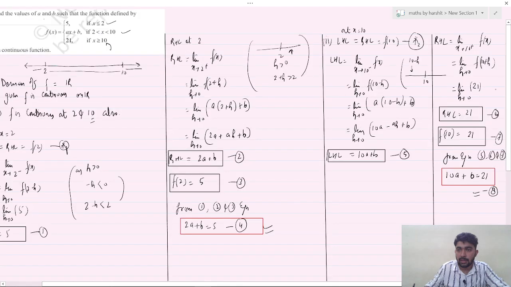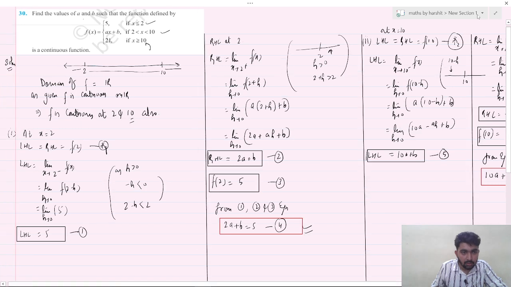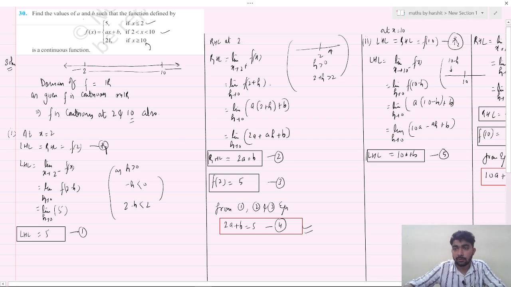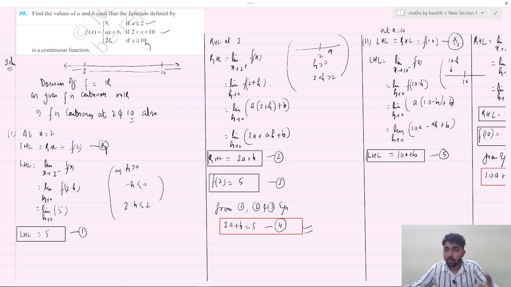Let me recap this question. Here we had to find the values of a and b such that the function is continuous. To find the values of two unknowns, we require at least two equations. If we have two equations in two unknowns, then we can easily find their values. So how can we get those two equations?